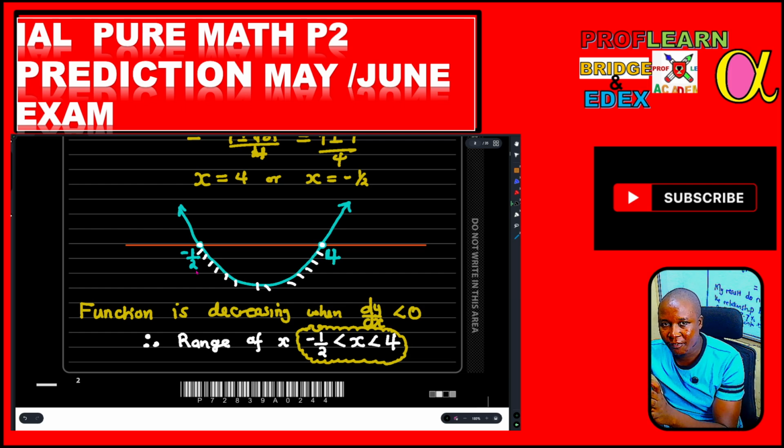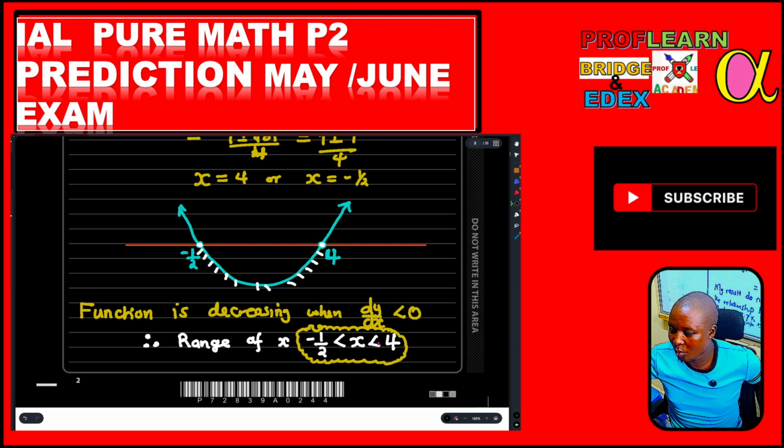that derivative should be less than 0, should be a negative number. So where do we have y negative? Below the line. So for us to define the region where that function is going to be a decreasing function, and we have said that is when dy/dx is less than 0, then it's going to be x is greater than negative 1/2 and x is less than 4.